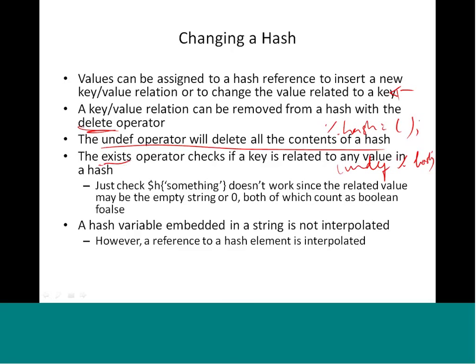And then the exists operator, which we saw, checks whether any key is related to any value in the hash. If you just check $h{something}, it does not work, since the related value can be an empty string or 0, both of which are treated as boolean false. So we do not want to just check if $h{something}.